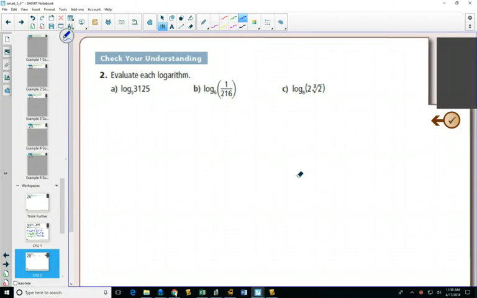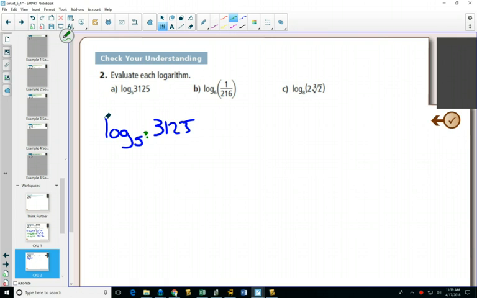Example 2 says evaluate each logarithm. Now, sometimes you can evaluate a logarithm just in your head just by looking at it. So for example, in the first one, log base 5 of 3,125 is asking you: 5 to what power is 3,125?